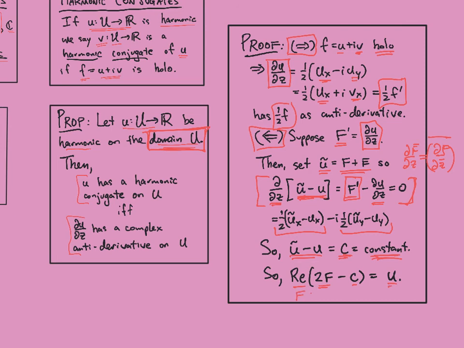the real part of 2 times capital F minus this constant gives me little u. Why is that? So I have F plus F bar minus c here, but F plus F bar was u tilde, and u tilde minus c is equal to the harmonic function u. So we've constructed u as the real part of a holomorphic function, and that means it has a harmonic conjugate.